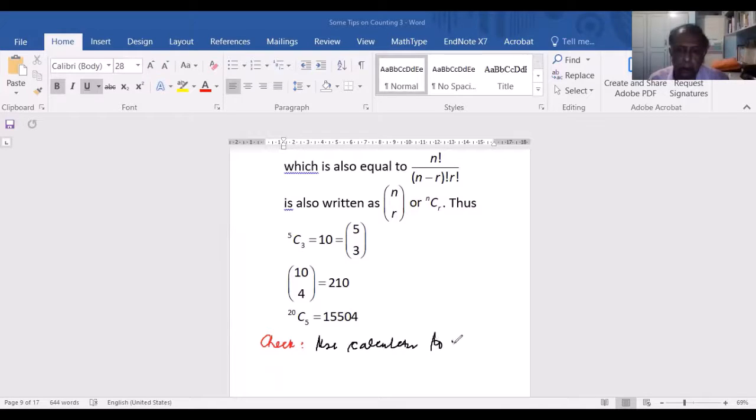To verify, (20C5) equals 15,000. Okay, you can. I'm not going to do it, but you can use your calculator and look for nCr. That's what you have to look for, and then plug in the value for n, which is 20, and r equals 5, and you should come up with 15,504.